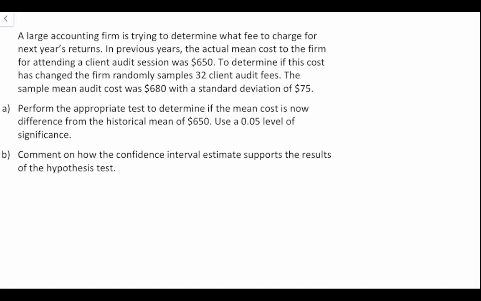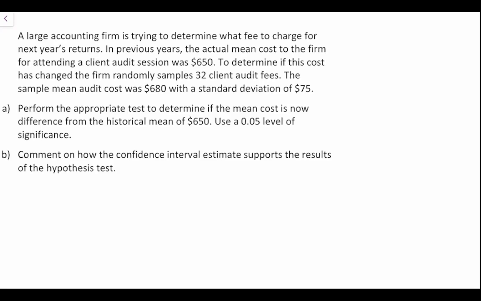In this video, we're going to continue exploring hypothesis testing, and in this particular example, we're going to work with sample means. So we're going to learn how to conduct hypothesis tests using sample means. We've seen this question before in a previous video where we calculated its 95% confidence interval, but this time we're going to do a hypothesis test.